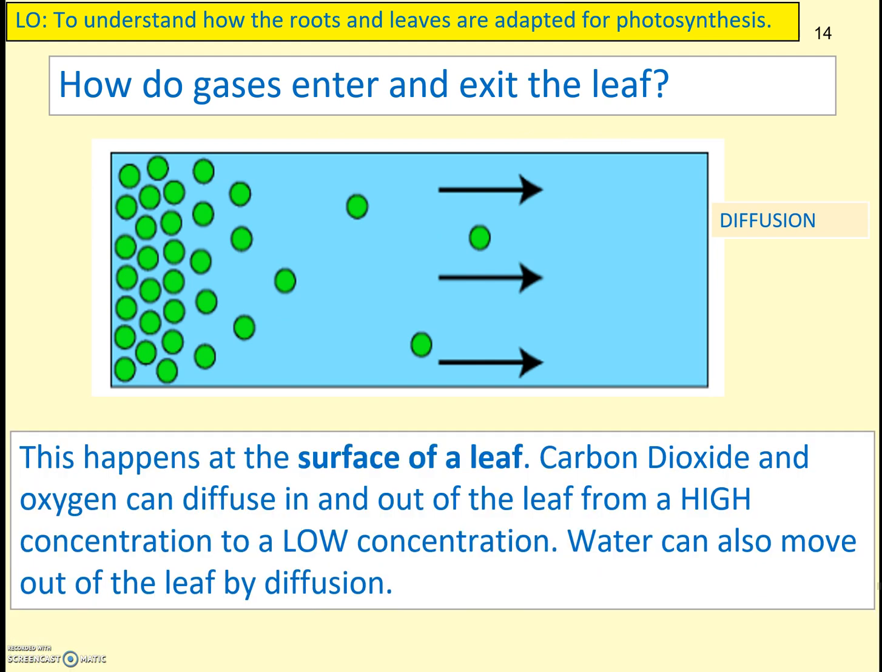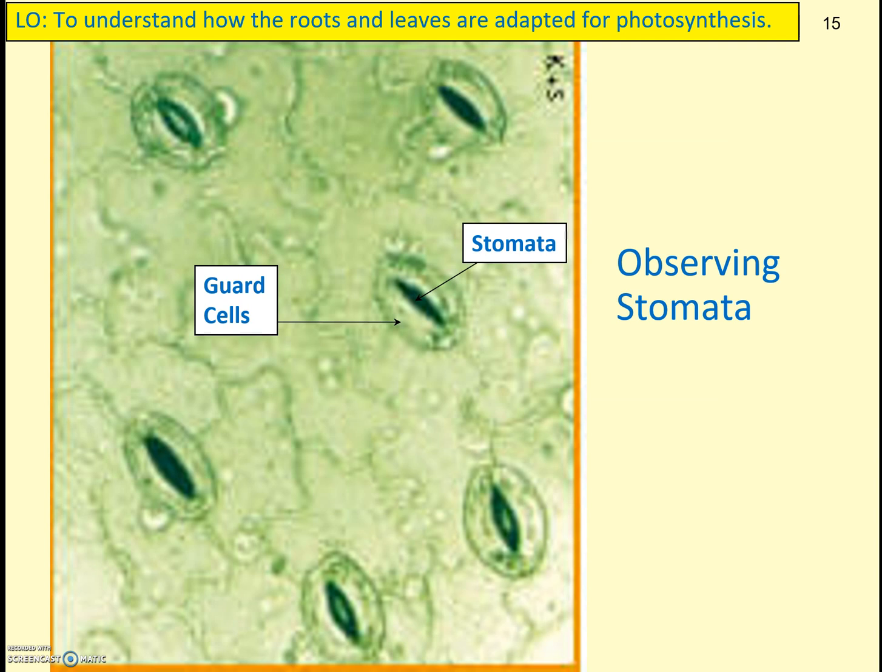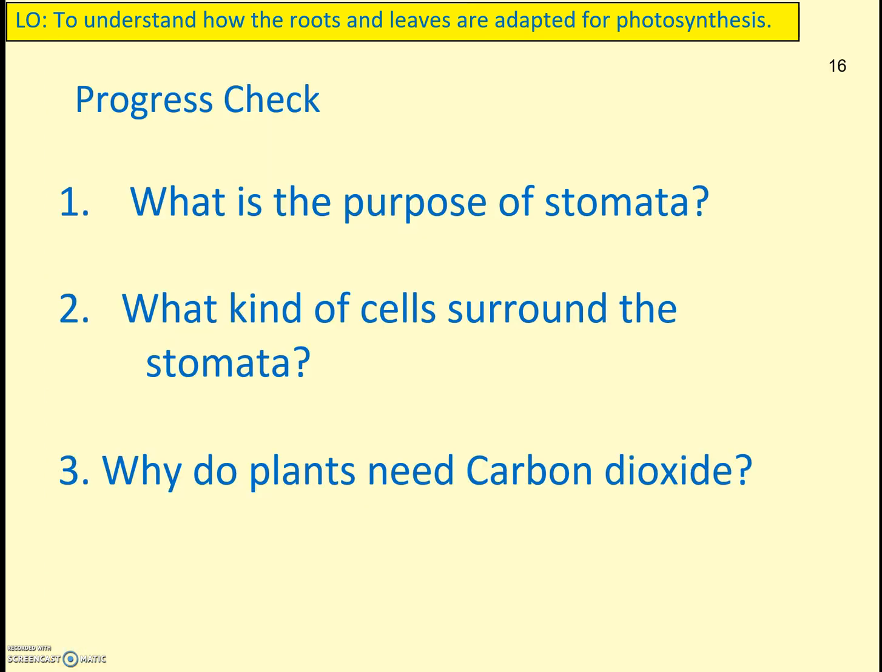In summary, this process that we call diffusion happens at the surface of the leaf. Carbon dioxide and oxygen can diffuse in and out of the cell from high concentration to low concentration. Water can also move out of the leaf through this process of diffusion. And if we were to look under a microscope, you could see many small pores or stomata scattered among the epidermal cells. Each pore is guarded by two guard cells, as we can see. These regulate the opening and closing of the stomata.